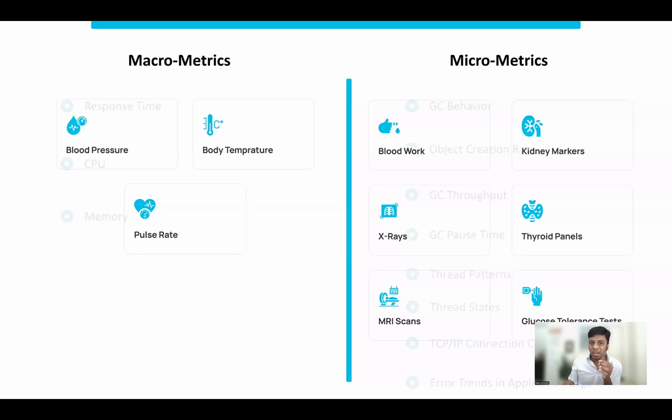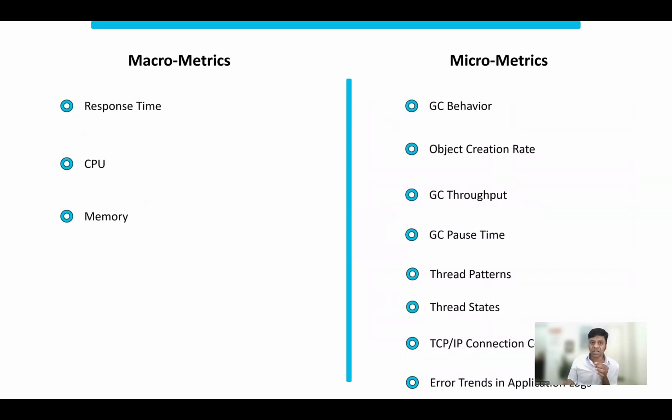Similarly, in our performance labs, these are macro metrics that we are looking at: response time, CPU and memory. But there are micro metrics like GC behavior, object creation rate, GC throughput, GC pause time, thread patterns, thread state, TCP/IP connections, and then error trends in the application logs. If we start to pay attention to these micro metrics, even if the problem is happening at an acute scale, they can tell me whether it's going to manifest as a big production outage. So let's look at real examples.